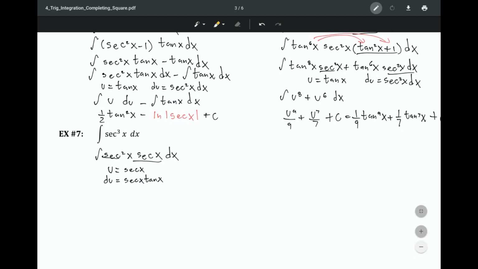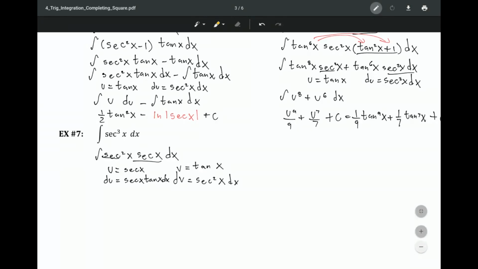And now I'm going to pick dv to be secant squared x. Why? Because I know that the antiderivative of secant squared x, and this is a simple one, would be tangent of x. So this is sort of a reminder of how to do an integration by parts. That's how you can basically figure out, okay, this will work.